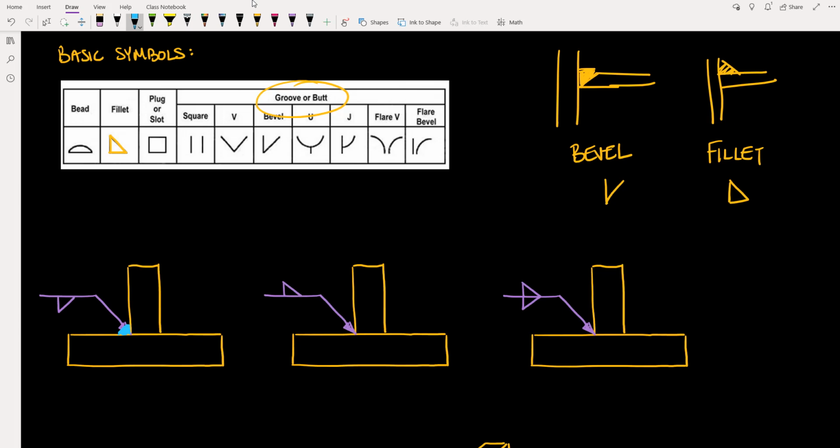Next we have the symbol moved above the line, and so that means that the weld will be applied on the opposite side. And finally, if we have the symbol on both sides, of course that means that we will place the weld on both sides as well.